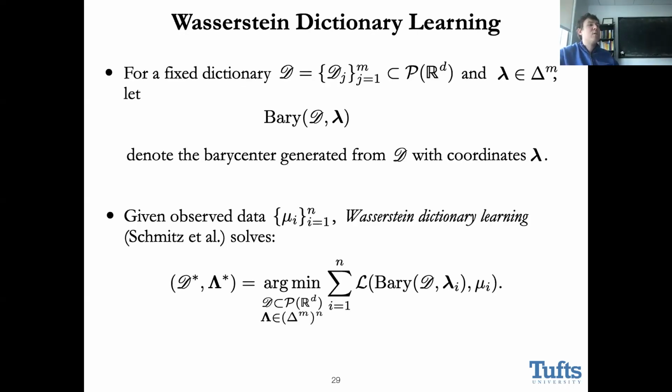Okay, so this was sort of in the air for a couple of years, but the paper I want to cite that produces a really crisp version of this problem is the first author is Schmitz, and I think a lot of people on this paper, and it was in SIAM Imaging, maybe 2018, I think. And what they say is, okay, if I fix a dictionary D of probability measures and I let Bary(D, lambda) be the barycenter associated with this set of probability measures and the coefficients lambda, I would like to find an optimal choice of D.